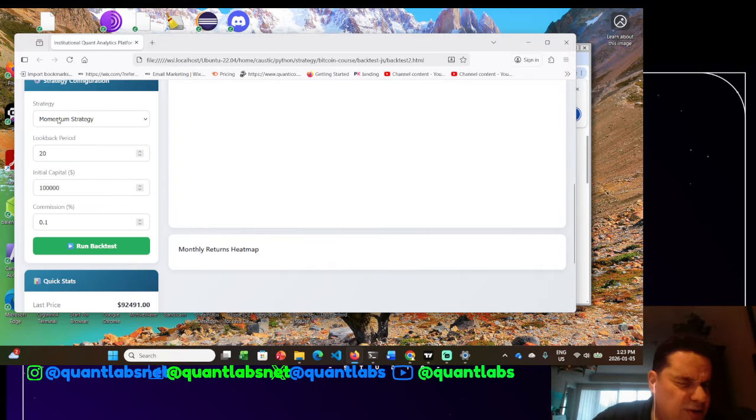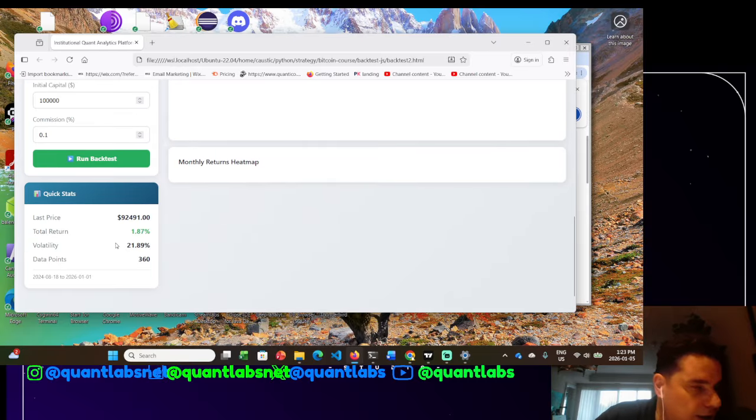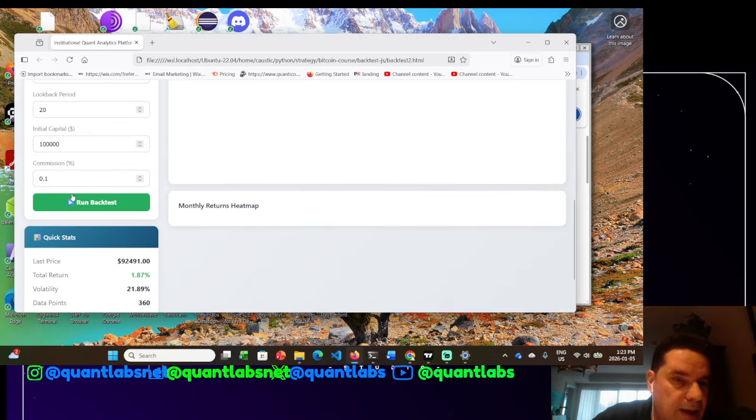Okay. So let's just stick with the momentum strategy because the momentum strategy was the best one out of the data set, to be truthful. So we have here 100,000 starting capital, commission at 0.1%. So we could put that at whatever your exchange is at, Kraken, Coinbase, the like, and even Binance.